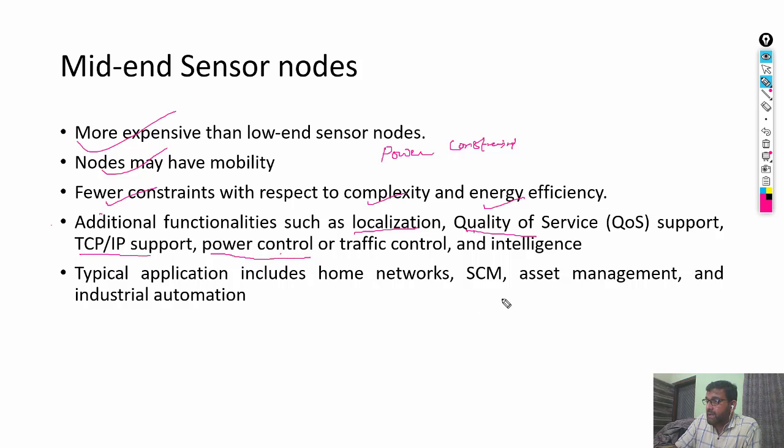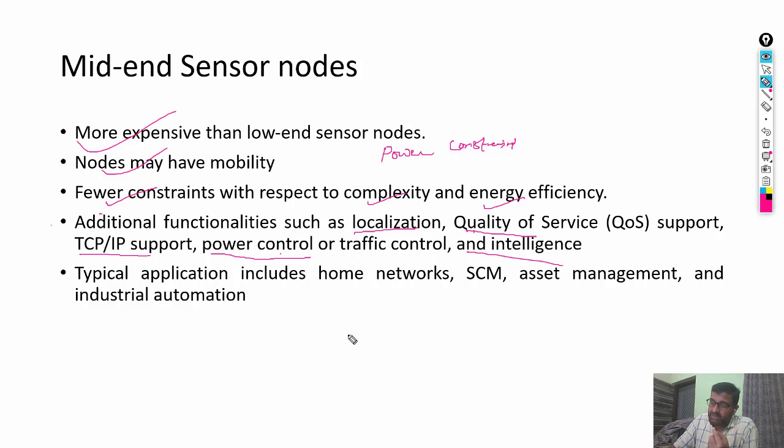Traffic controlling and intelligence. This kind of thing is automatically defined in the mid-end sensor node. Intelligence means it can automatically solve the problem. Intelligence means it behaves with some of the characteristics of a human being defined in the mid-end sensor node. If any machine, any node, any device is intelligent, it means that particular machine, that particular device, has somehow the human characteristics.